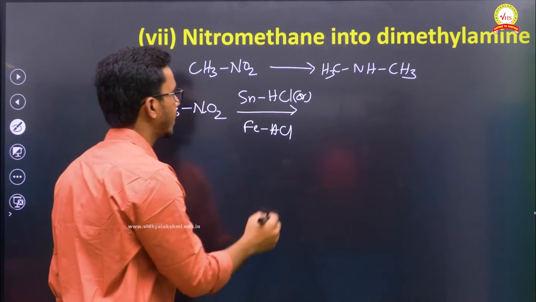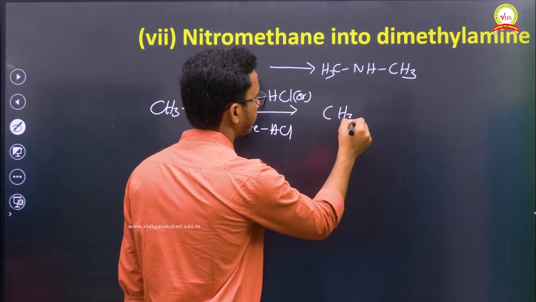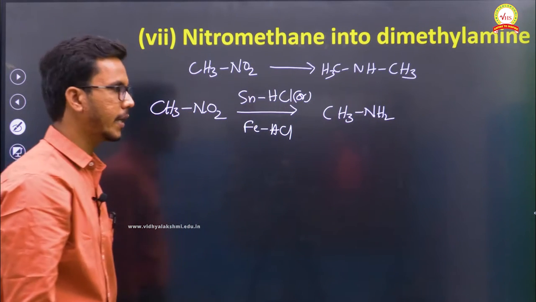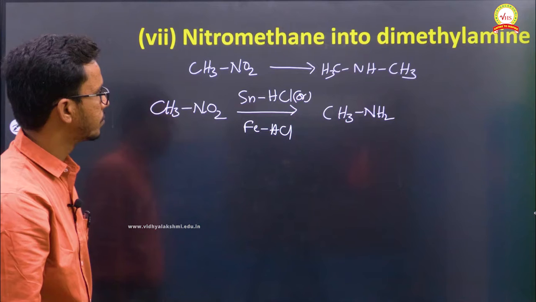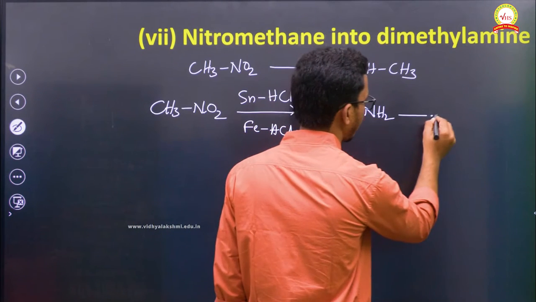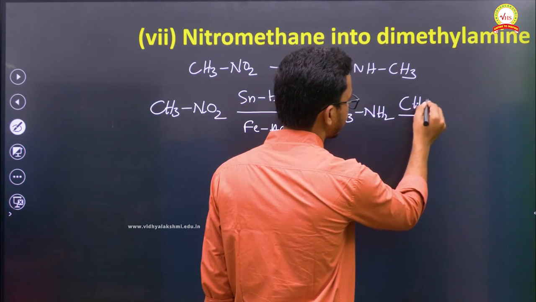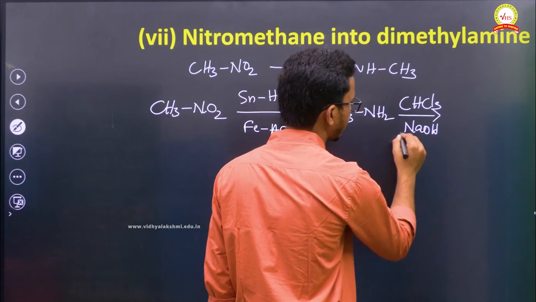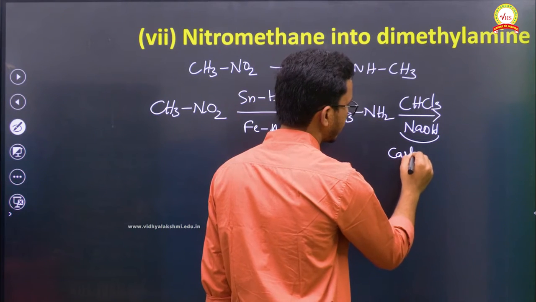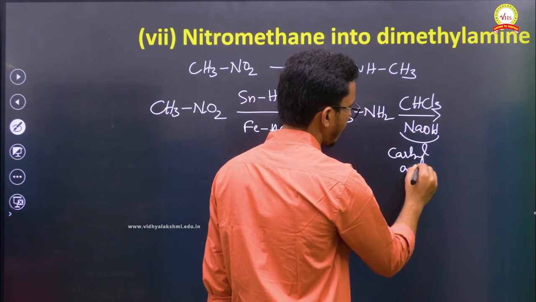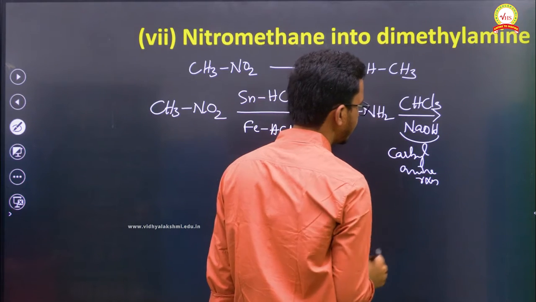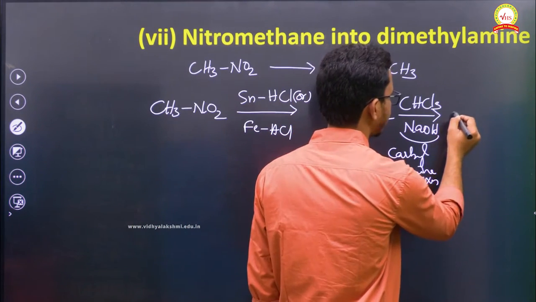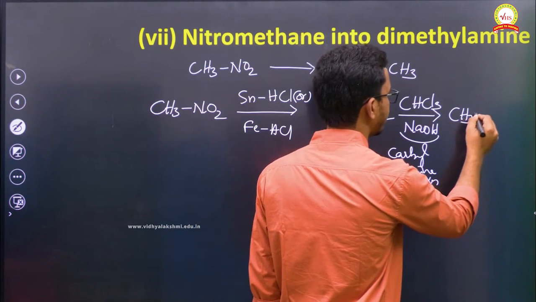What we will get here now? That is CH3NO2 turns into CH3NH2. NO2 turns into what now? NH2. This NH2 on reaction with chloroform, that is CHCl3 and NaOH. This reaction is known as carbylamine reaction. This reaction is for primary amines. Carbylamine reaction. What will we get? We will get isocyanides. That's what this reaction is also known as isocyanide test.